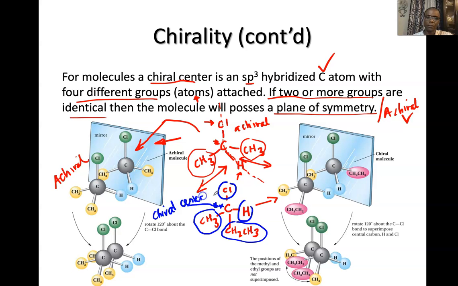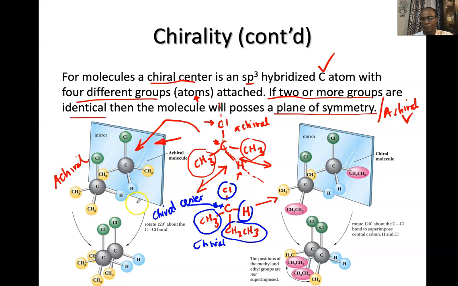Now notice that the whole molecule does not have an internal plane of symmetry, so the whole molecule is going to be called chiral. Because if you try to cut the molecule into equal halves, there's no way you're going to have a reflection on the backside of the same molecule. Okay, is that okay?